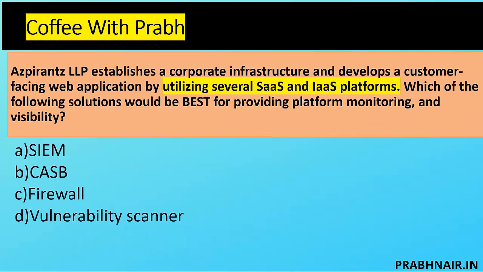Okay, next question. Aspirants Technology LLP establishes a corporate infrastructure and develops a customer-facing website or web application by utilizing several SaaS and IaaS platforms. Which of the following solutions would be best for providing platform monitoring and visibility? See, when we talk about the question, it has 3 keywords. One keyword is customer-facing web application. Second keyword is utilizing SaaS and IaaS. And third keyword is visibility and platform monitoring.